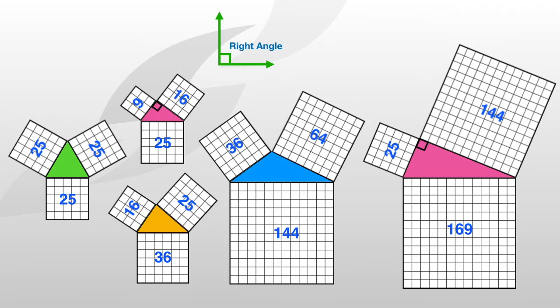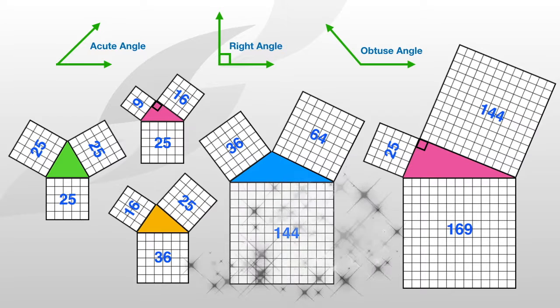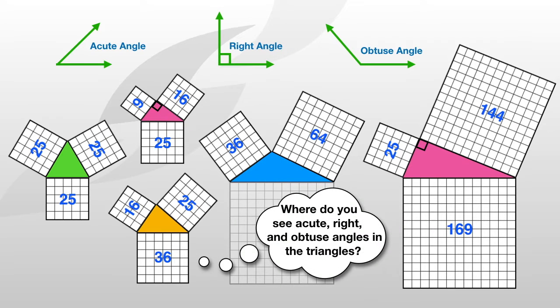One way to describe or classify triangles is by their angles. A right angle measures 90 degrees. An acute angle has a measure less than 90 degrees, and an obtuse angle has an angle measure greater than 90 degrees. Where do you see these angles in the triangles?